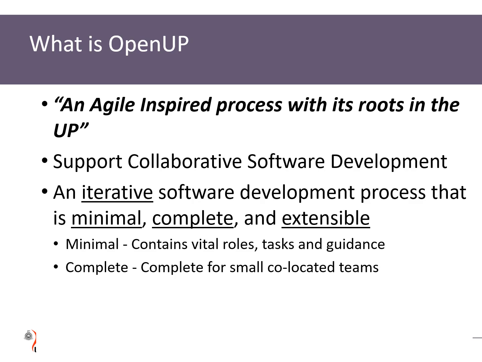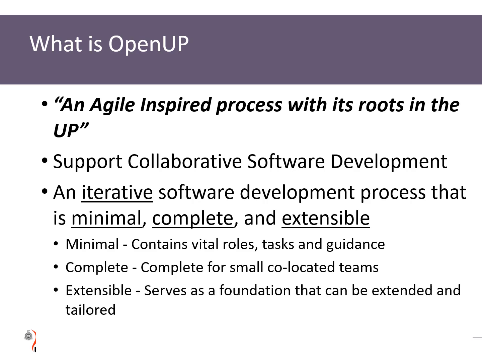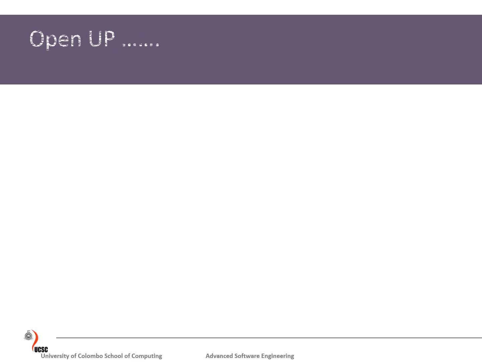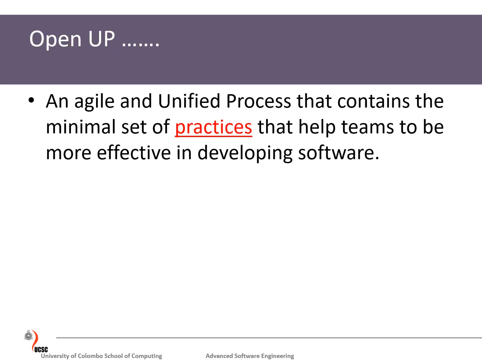Later, if they want, they can extend the small model to serve as a foundation, depending on the requirement. So the minimum is given, it's complete, and if a particular organization wants, they can extend it. Those are the three features that we can see in the Open Unified Process.